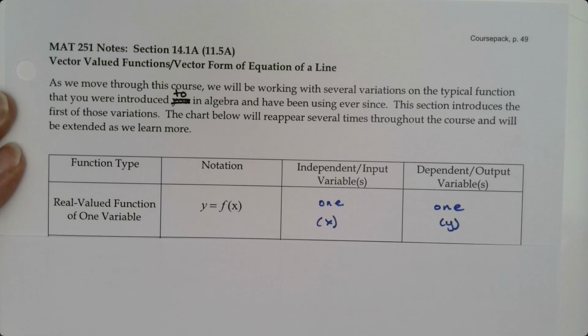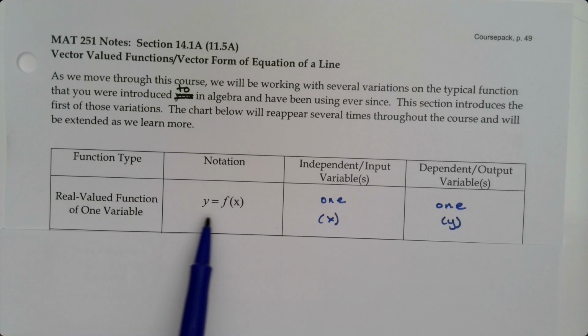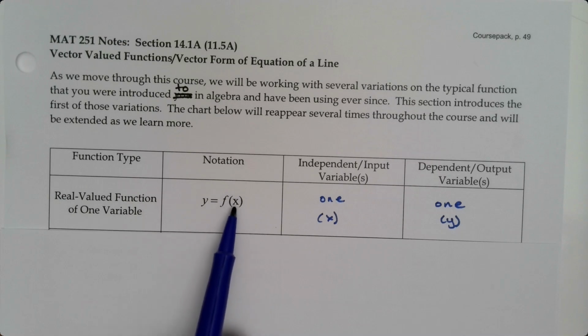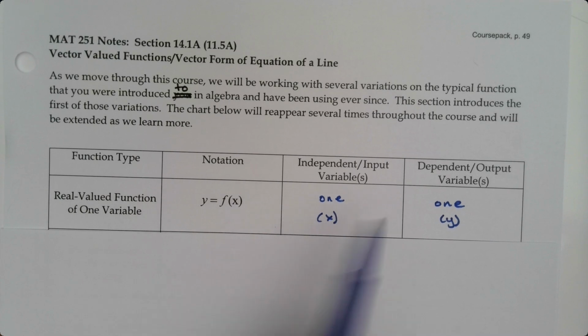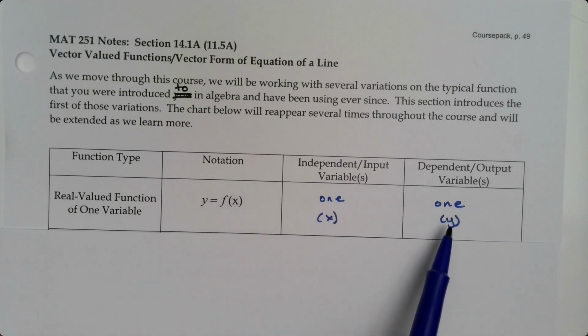When we were looking at a real valued function of one variable, we would have y equals f of x as the notation. We learned that in algebra class. And that implies that x is our independent variable. So we had one independent variable, and it was x. And we had one dependent variable, which was y. All right, so now we're going to take that to a new level.